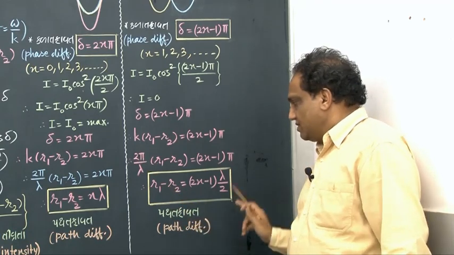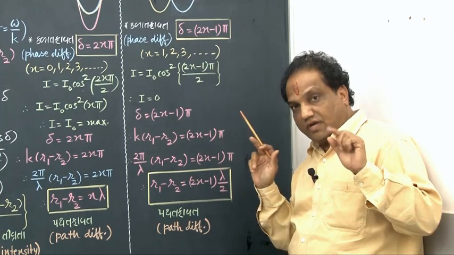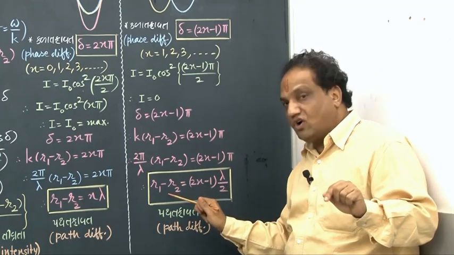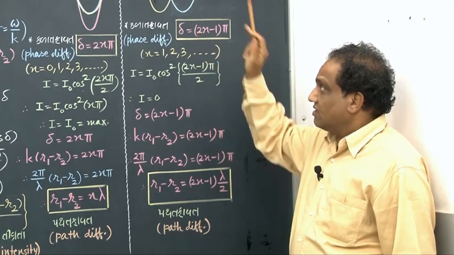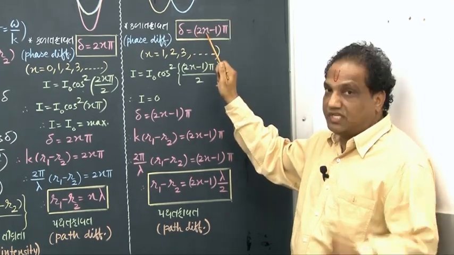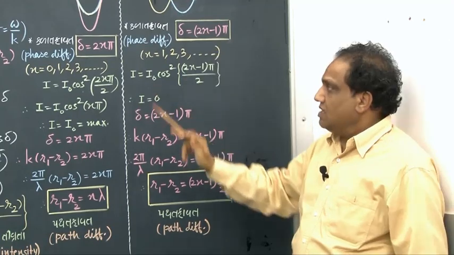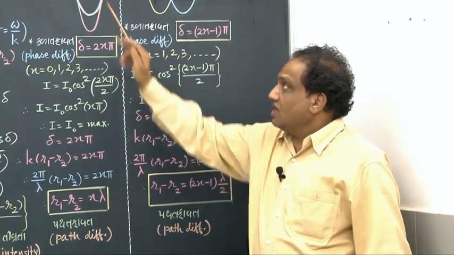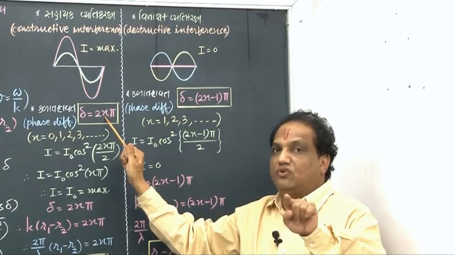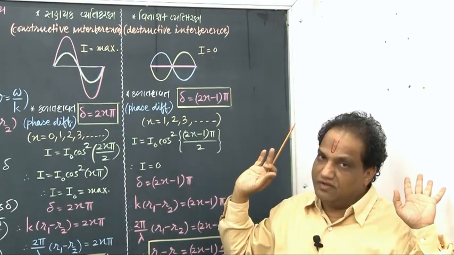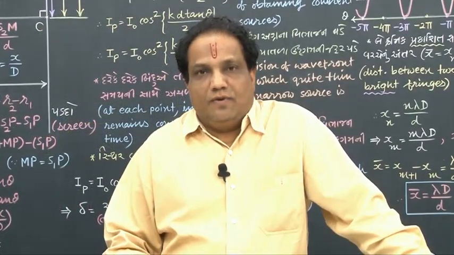So now this becomes the condition for obtaining destructive interference in terms of path difference. Correct? These two are conditions for destructive interference, where values of n are 1, 2, 3, and so on. These two are the conditions for constructive interference, in which the value of n changes like 0, 1, 2, 3, and so on. Okay, fine.